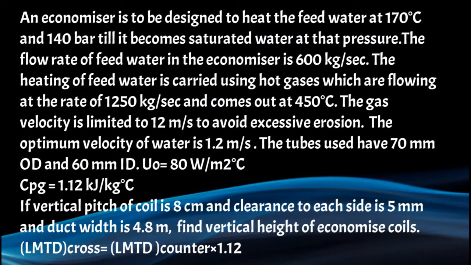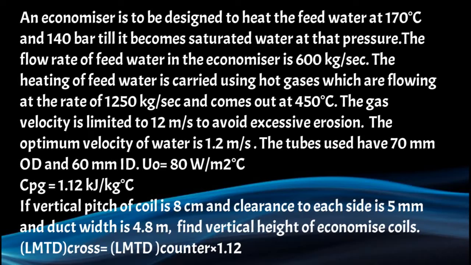An economizer is to be designed to heat the feed water at 170 degrees Celsius and 140 bar till it becomes saturated water at that pressure. The flow rate of feed water in the economizer is 600 kg per second. The heating of feed water is carried using hot gases which are flowing at the rate of 1250 kg per second and comes out at 450 degrees Celsius.